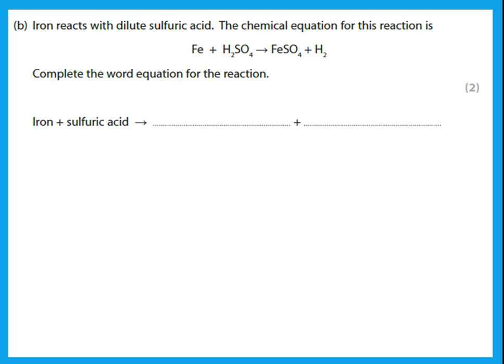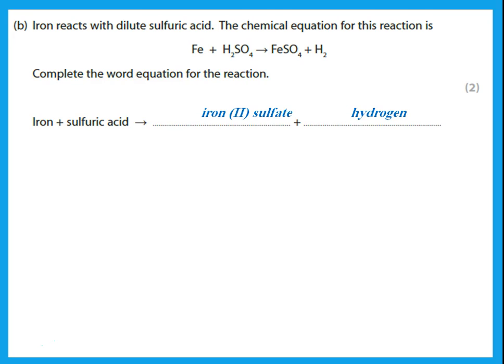Iron reacts with dilute sulfuric acid. The chemical equation for this reaction is this. Complete the word equation. So you're just writing the names of what is formed. So what is formed is what? Iron sulfate. How did I know it was iron 2 and not iron 3? Remember that when we write iron, we need to identify, is it iron 2 or iron 3? Because we have these two common forms of iron.